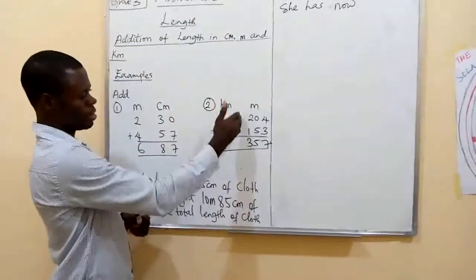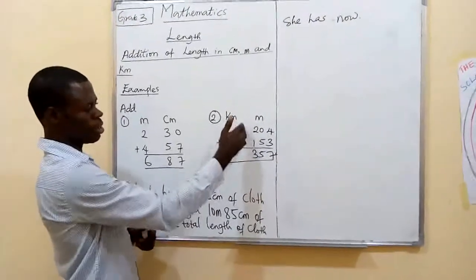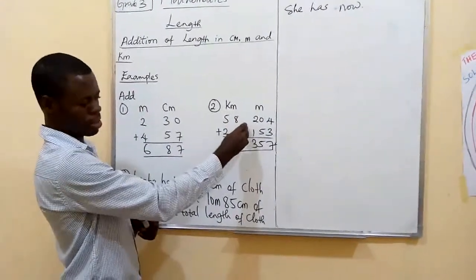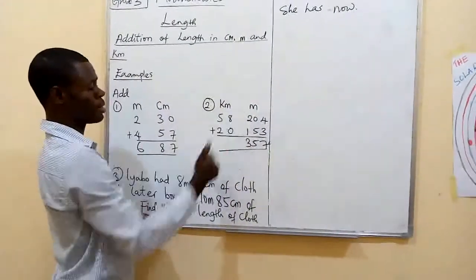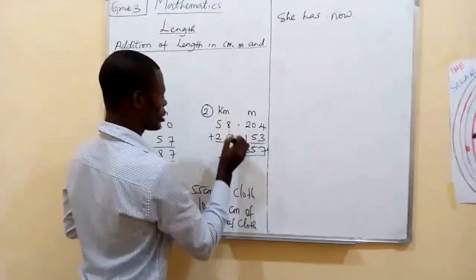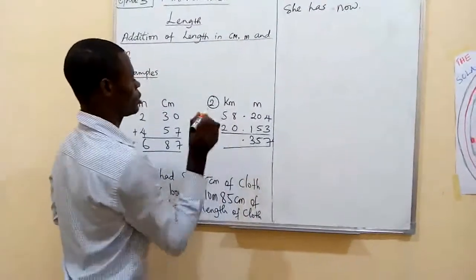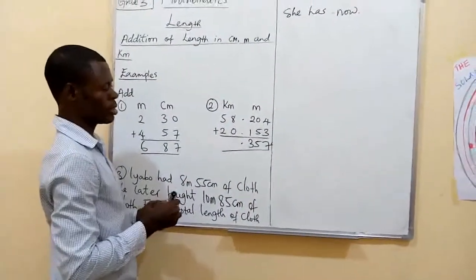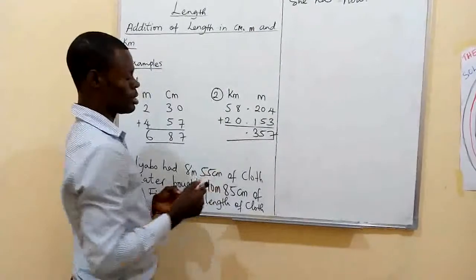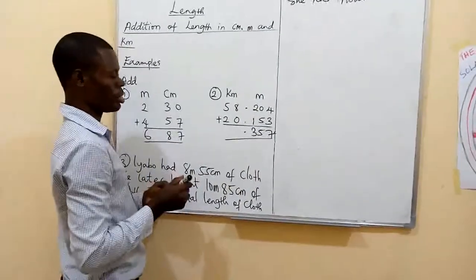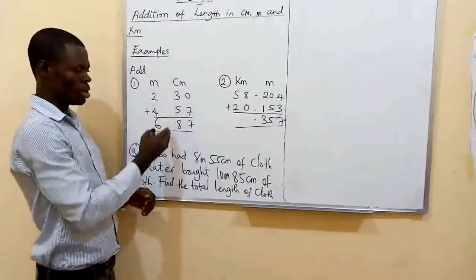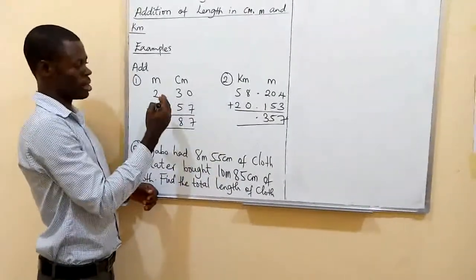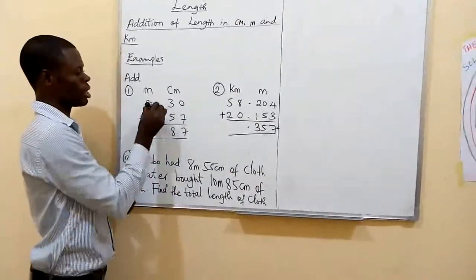Alright, this space indicates the boundary between kilometers and meters. You either use a point here, alright? This shows that this side is meters and this other side is kilometers. So don't get confused. Also here, this side is centimeters and this other side is meters. You can use this.